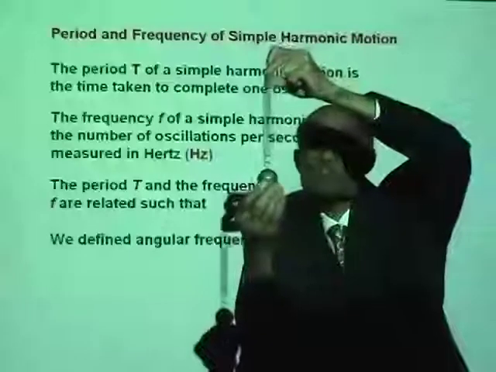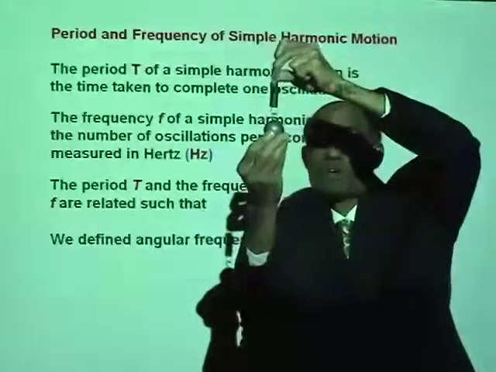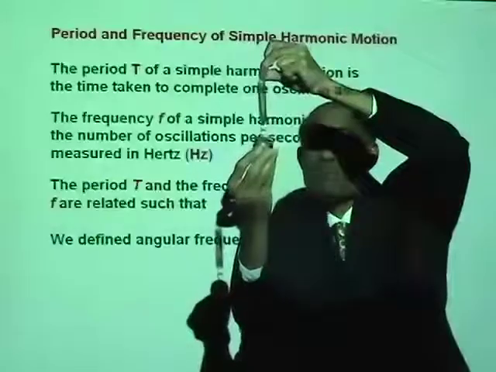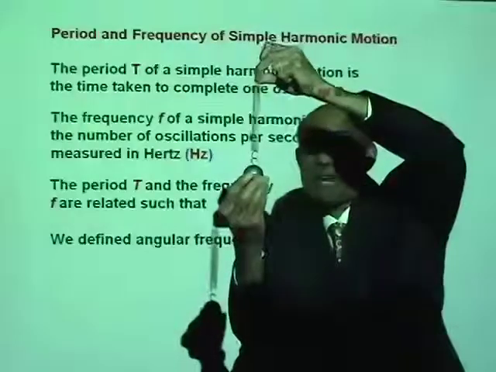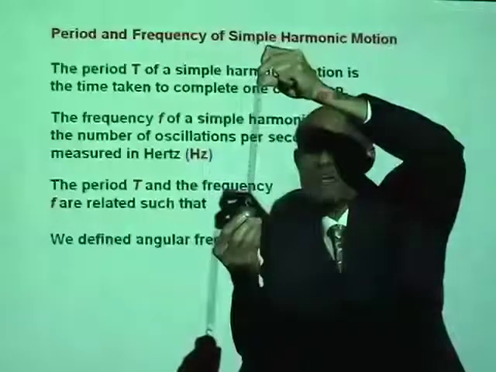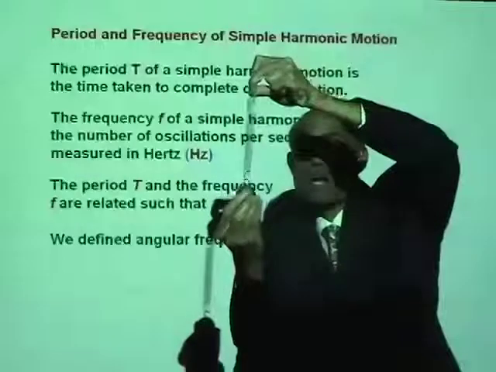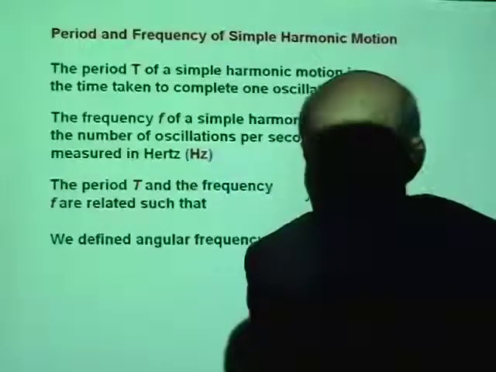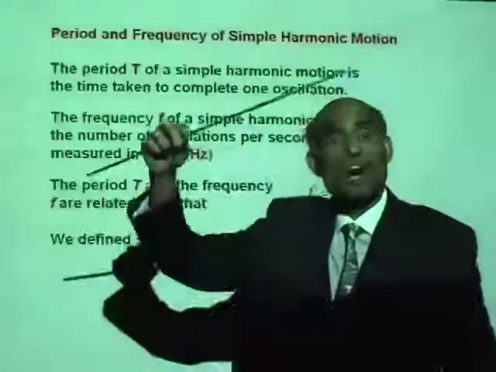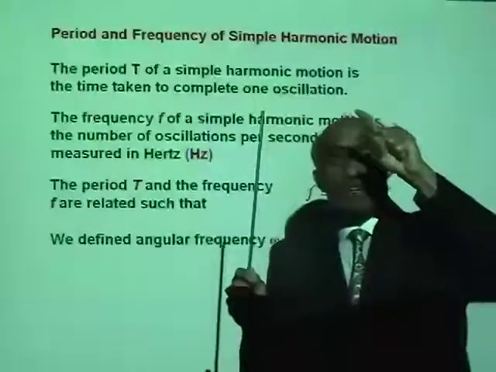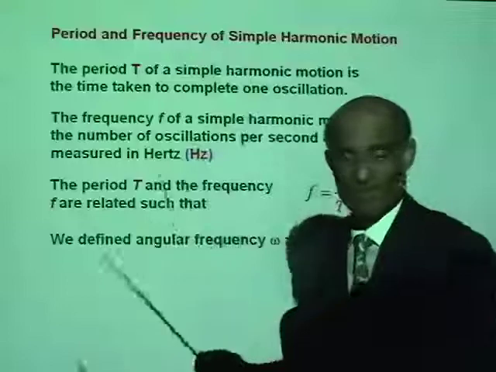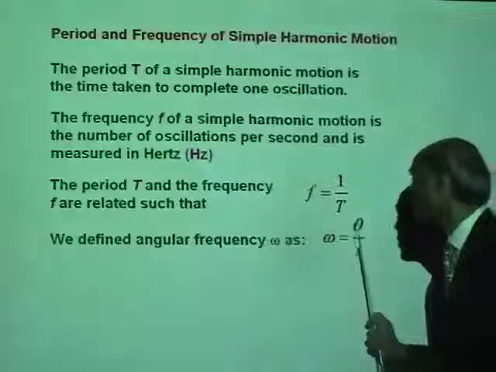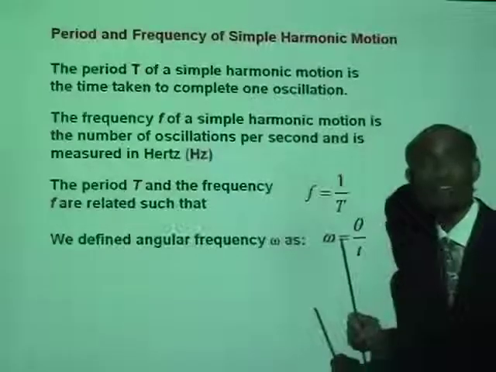angle increases from 0 to pi by 2. Now, when it comes back to the equilibrium position, the angle increases from pi by 2 to pi. And now it goes to the lower extreme, angle increases to 3 pi by 2. Comes back to the equilibrium position, the angle is 2 pi. So for one complete oscillation, the angle is 2 pi radians. That means when this time is 1 period, the angle corresponds to 2 pi radians.